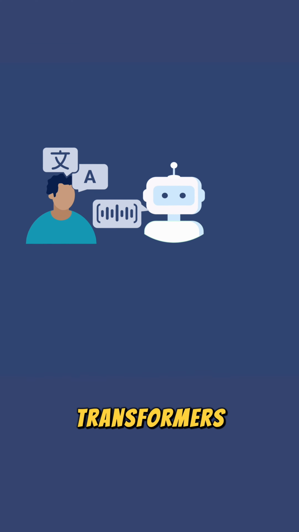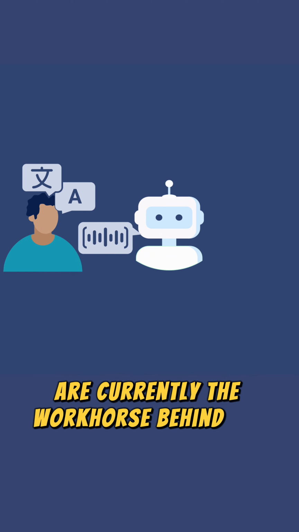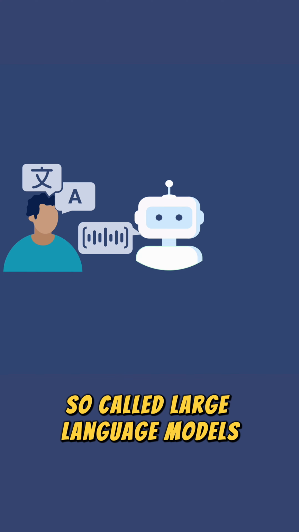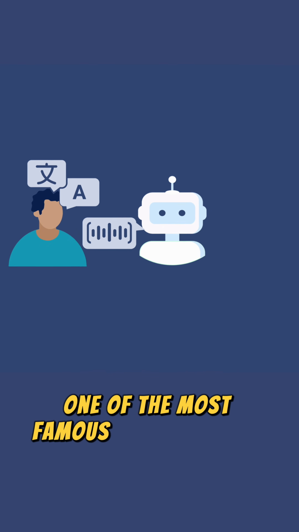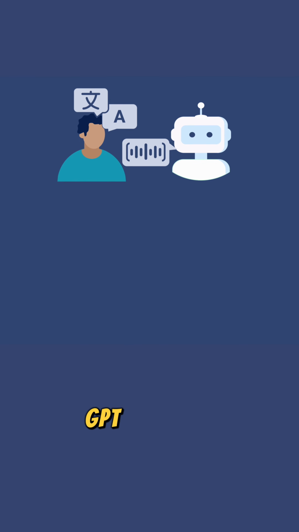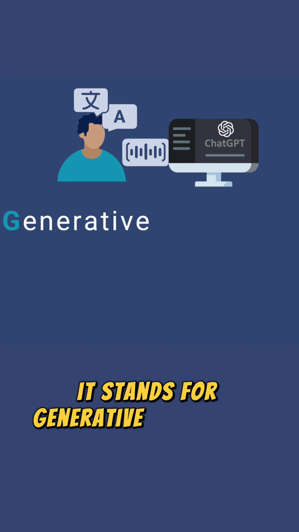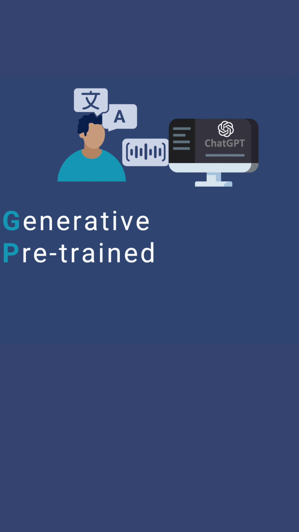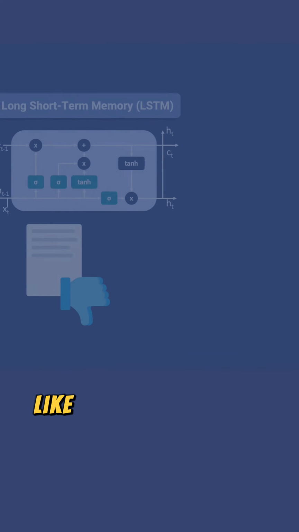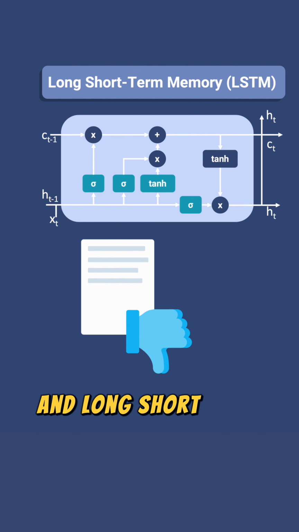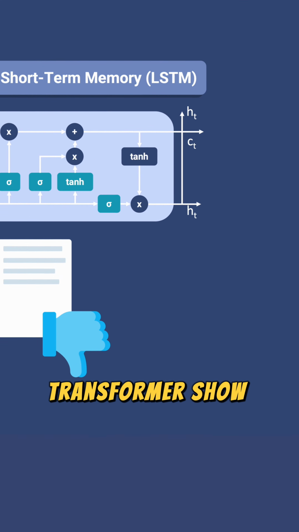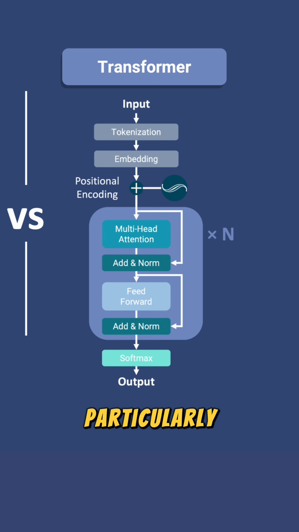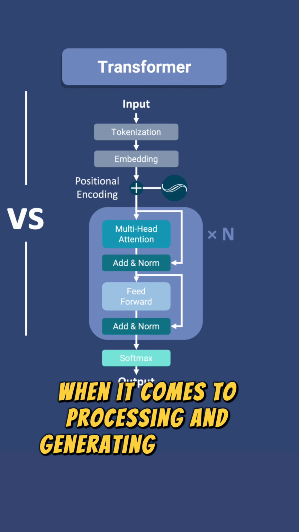For language processing, transformers are currently the workhorse behind all the major so-called large language models. One of the most famous being ChatGPT. GPT actually stands for Generative Pre-trained Transformer. Compared to earlier techniques like recurrent neural networks and long short-term memory cells, transformers show better performance in many tasks, particularly when it comes to processing and generating long texts.